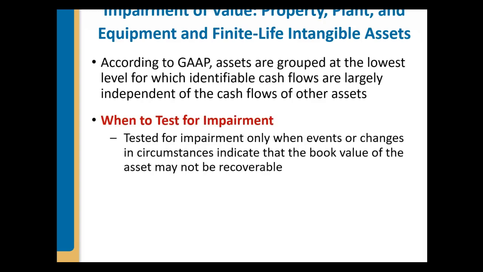Generally accepted accounting principles provide guidelines for when to recognize and how to measure impairment losses of long-lived tangible assets and intangible assets with finite useful lives. For purposes of this recognition and measurement, assets are grouped at the lowest level for which identifiable cash flows are largely independent of the cash flows of other assets.